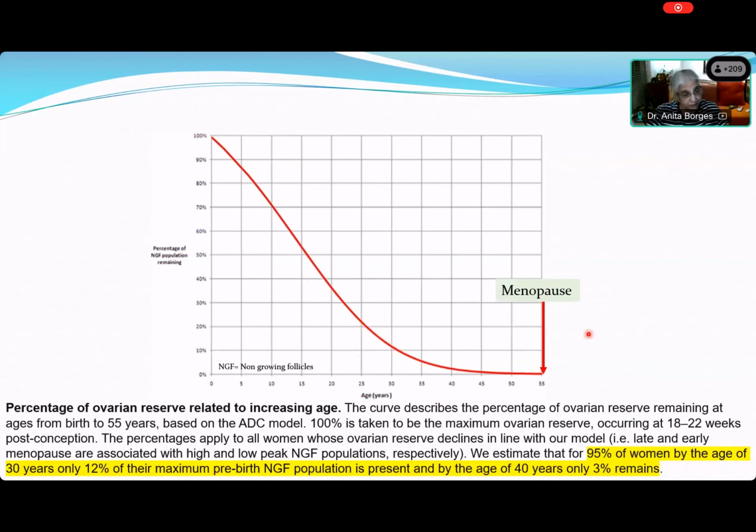And if you don't have any ova, then obviously you don't have any granulosa cells, and if you don't have any granulosa cells, you cannot be producing estrogen, and if you don't produce estrogen, you cannot have a menstrual cycle. And you see that over here, by the age of 30 years, only 12% of their maximum pre-birth non-growing follicle population is present. By the age of 40, only 3% remain. So this is the story of what is menopause.